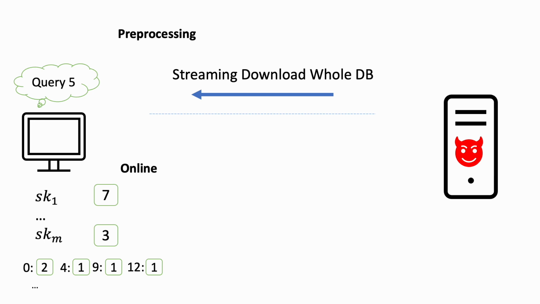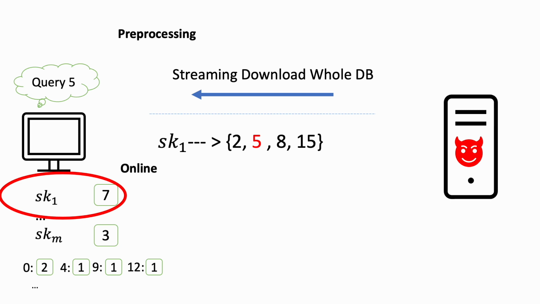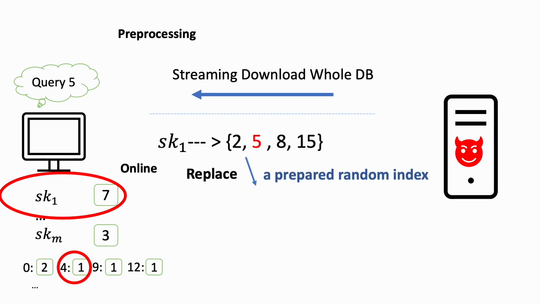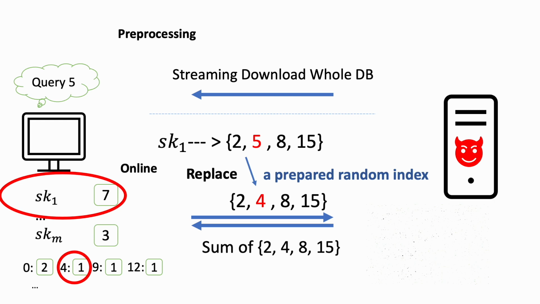And then how about the online queries? I'm just going to mention the most basic version of our algorithm. For example, if the client is going to query 5, it finds a key whose expanded set contains 5. Then the client takes another random index already locally prepared and replaces the 5 in the set with this random index. For example, we replace it with 4 and then send this set 2, 4, 8, 15 to the server.